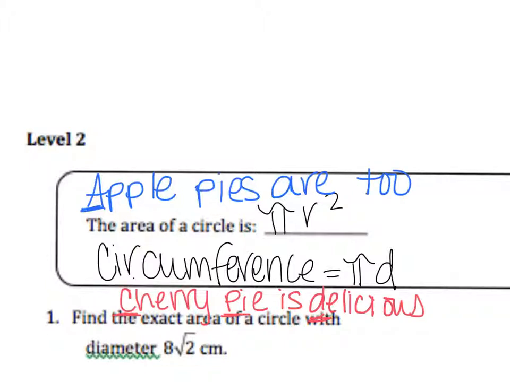So cherry pie is delicious, so circumference equals pi times diameter, and then apple pies are 2 is area equals pi r squared. So if that sticks with you, go with it. If it doesn't, you can just fast forward the last 45 seconds.